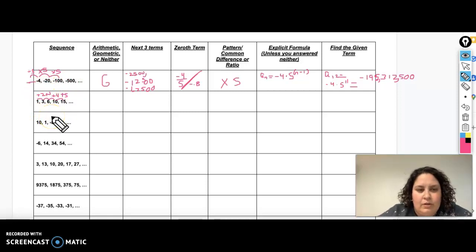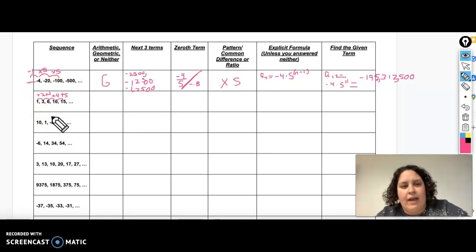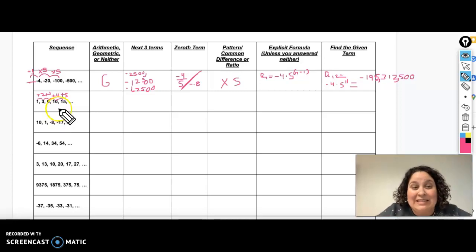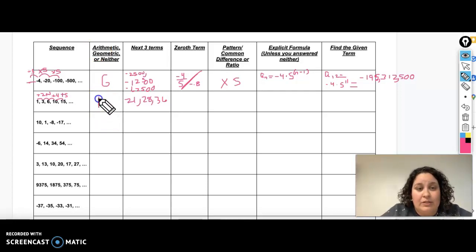So notice I am adding every single time, but I'm adding the next number. I started with 2, and then I'm adding 3 and 4 and 5, which means the next time I'm going to be adding 6, and I'll get a 21. And then the next time I'm adding 7, which is going to give me a 28. And then the next time I'm adding 8, which is going to give me a 36. So I am adding, which seems like arithmetic. However, because I'm not adding the same term every single time, it is going to be neither.